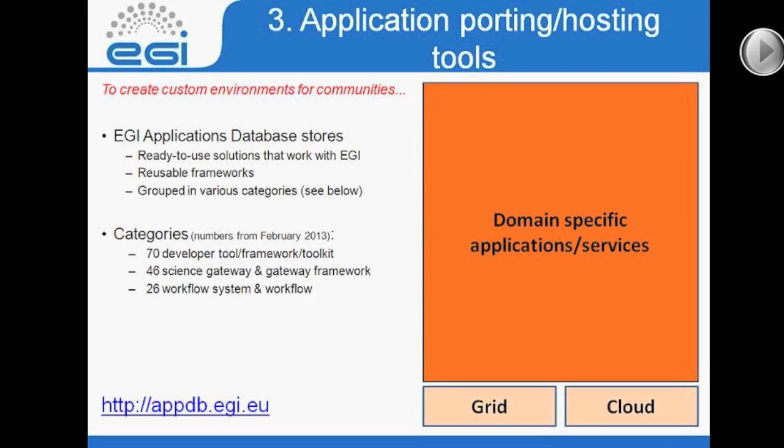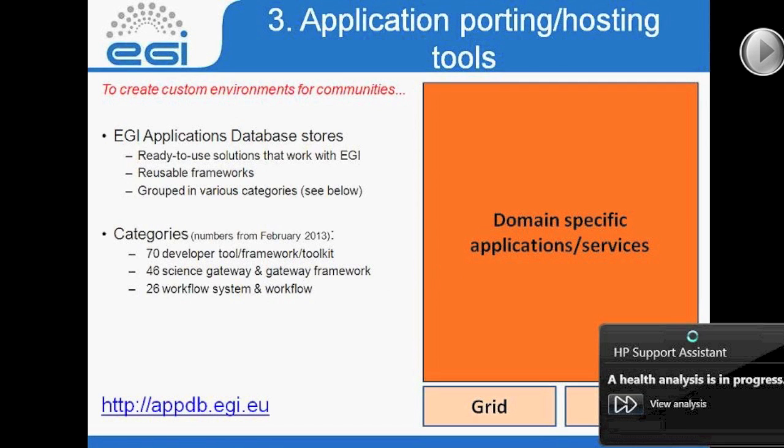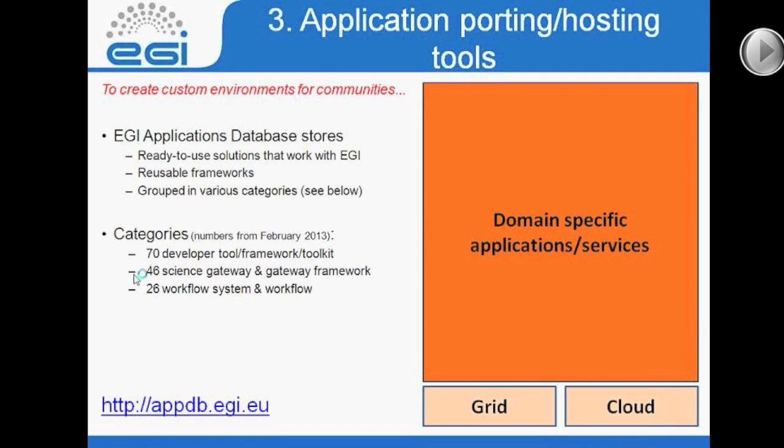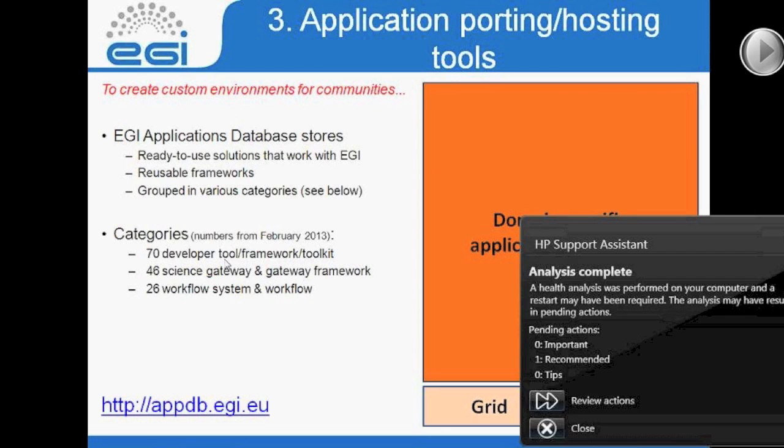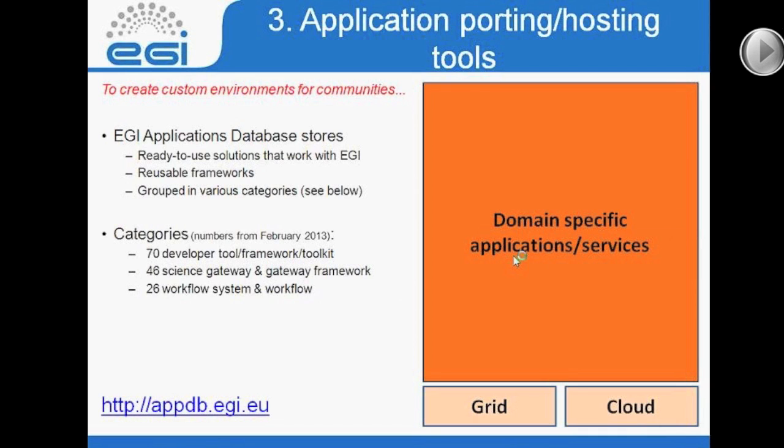And in this third topic, I will talk about application porting and hosting tools that are available for EGI users and EGI user communities. These application porting and hosting tools are registered also in the EGI application database, just like ready-to-use scientific applications. These tools are grouped in various categories. For example, developer tools, frameworks and toolkits, science gateway frameworks, and workflow systems and workflow tools.